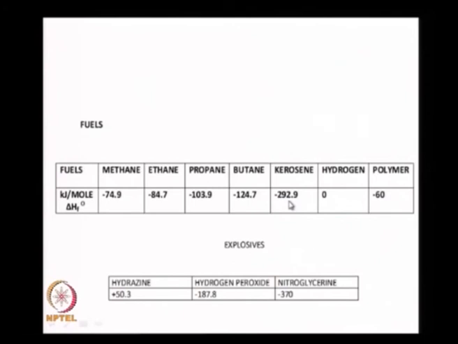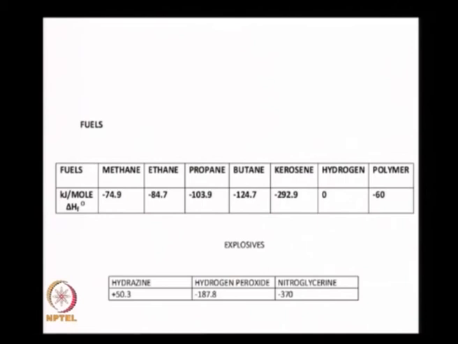is minus 292, which means a fuel, as it becomes more and more complicated or longer in chain, has a higher negative value of heat of formation. If I go to a polymer, what is a polymer? It consists of a chain of carbon and hydrogen. Well, the heat of formation is something like minus 60 kilojoule per mole, but it does not come in this particular family of saturated hydrocarbons. It consists of unsaturated bonds, double bonds. We will be dealing with it when we get into solid propellants.